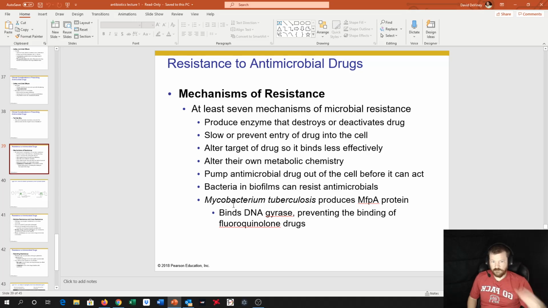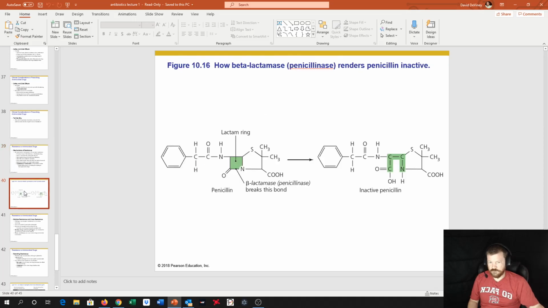Microbial resistance, I won't read through all of these, but microbes can be resistant in a number of ways. For instance, they can produce biofilms that prevent the antimicrobials from penetrating. They can have mutations that cause them to be resistant. Here they're showing you how certain enzymes work. There's an enzyme called penicillinase that breaks down the penicillin. And if a bacterium makes that penicillinase, it effectively inhibits penicillin from functioning correctly.